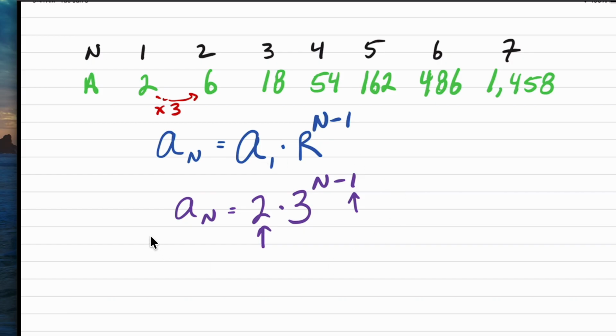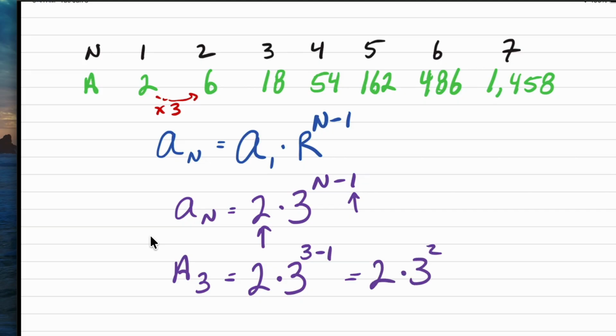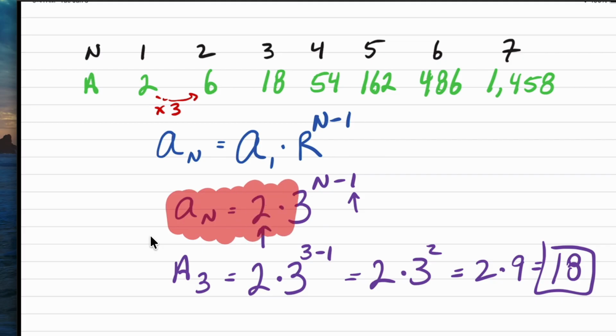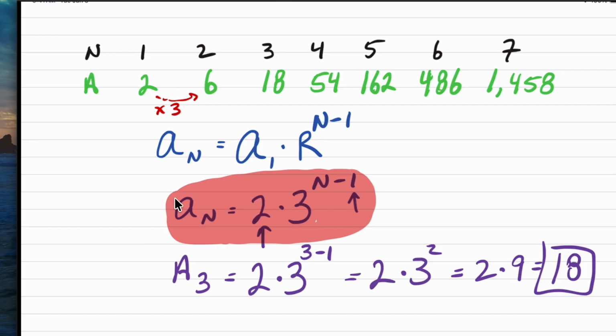So let's give it a try. Let's see if the a value at position 3 does equal 2 times 3 to the 3 minus 1, which equals 2 times 3 squared. 2 times 9 equals 18. So indeed, this explicit formula should work for any n value that you're trying to get on this particular sequence.